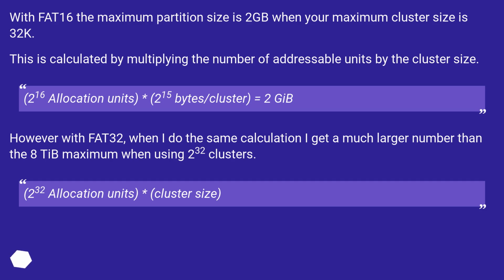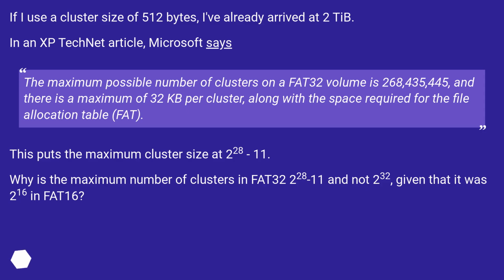However, with FAT32, when I do the same calculation I get a much larger number than the 8 TB maximum when using 2^32 clusters: 2^32 allocation units times the cluster size. If I use a cluster size of 512 bytes, I've already arrived at 2 TB.